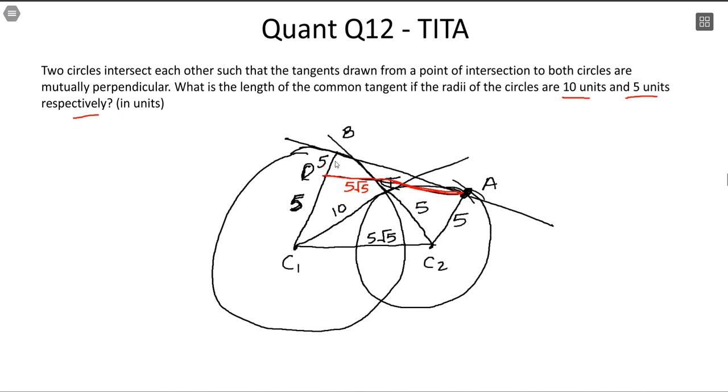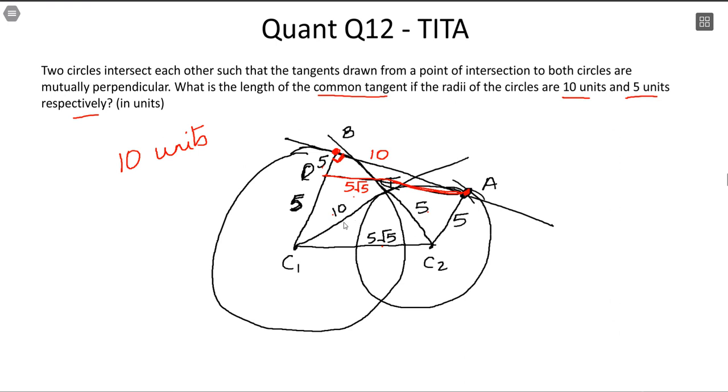If this is 5, this is 5 root 5, and pay attention, this is tangential here. You have 5 here, 10 here, 5 root 5 here. Of course, this length would have to be 10. Similar triangles getting created. And therefore, what is the length of the common tangent? From B to A, the length of the common tangent will be 10 units only.